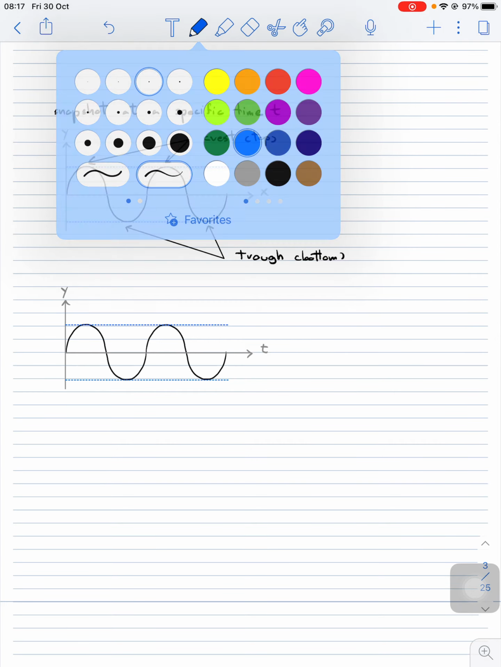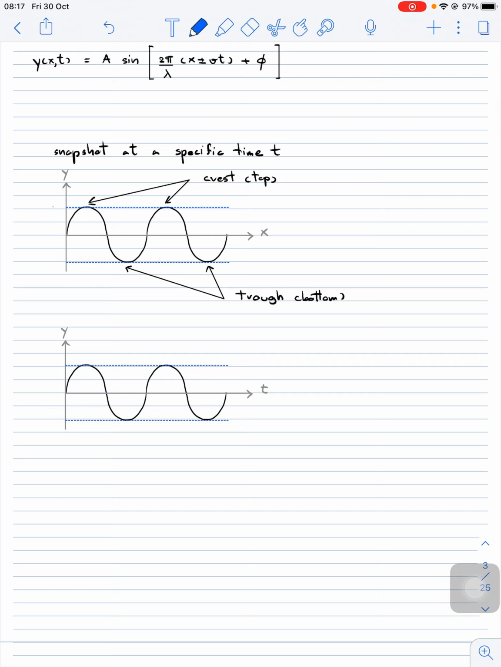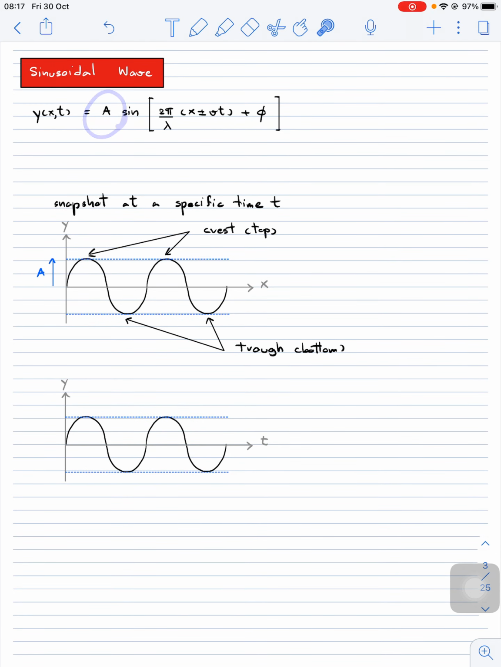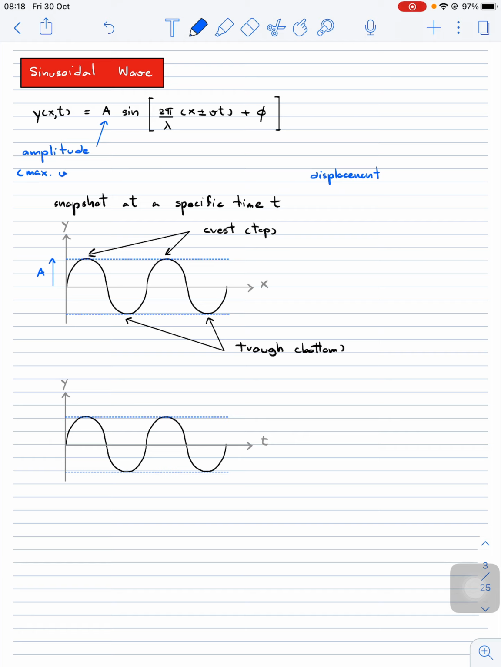The maximum displacement along the y-axis, we use the symbol capital A. This capital A is called the amplitude of the wave, which means the maximum vertical displacement of the wave.